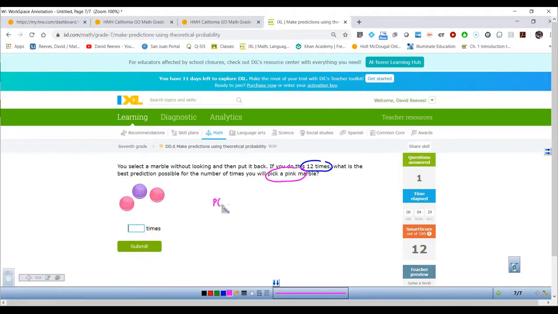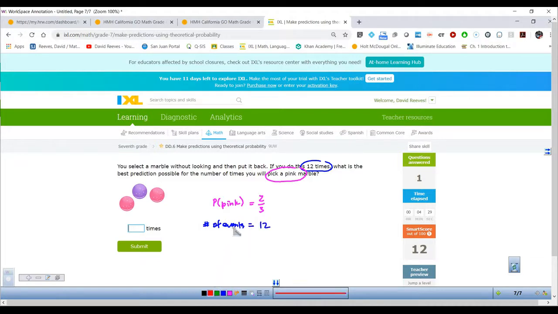So the probability of getting a pink marble without looking, all right? So how many pink marbles do we have? 2. So we have 2 winning outcomes. How many total marbles do we have? We have 3. So every time we reach in and grab a marble, we have a probability of 2/3, or a 2 out of 3 chance that we're going to get a pink marble, right? How many events are we having? So the number of events is once again 12, right?